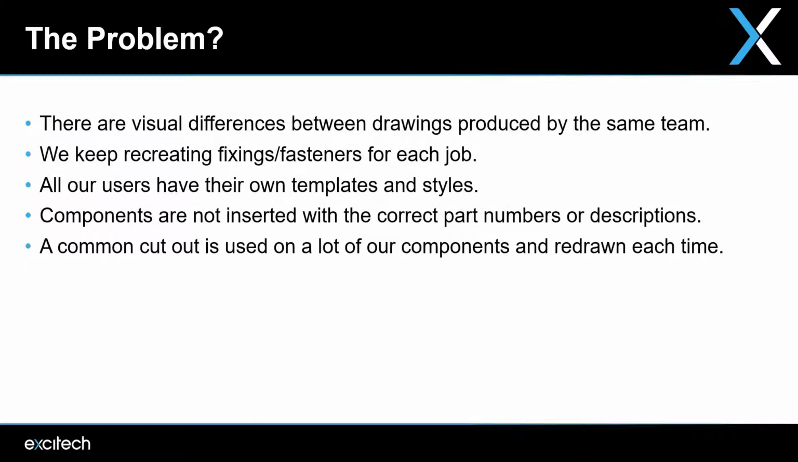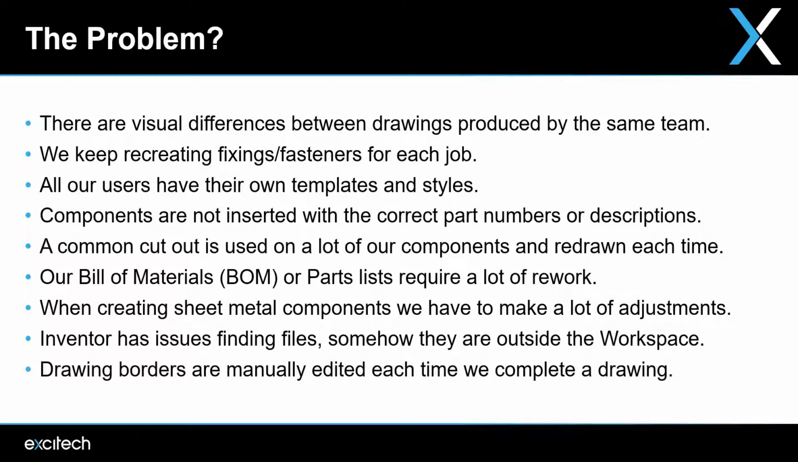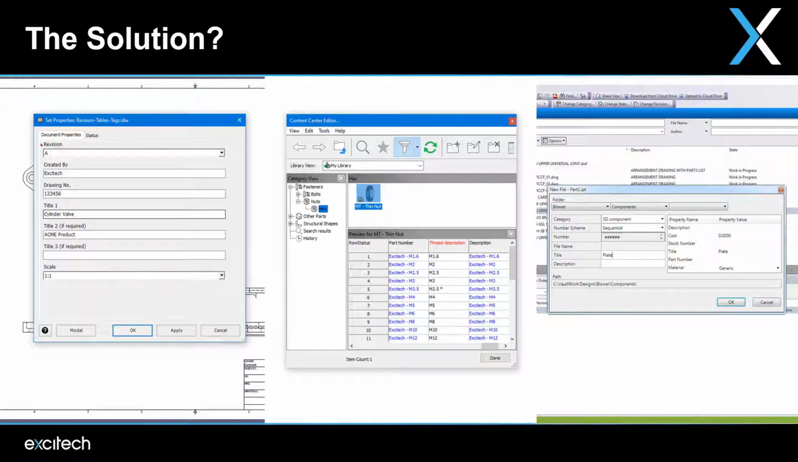But what does this look like from a day-to-day perspective? Here are some common problem statements we receive where companies are facing consistency and quality issues, some of which may resonate with yourself, and all areas that design automation could help address, from drawings looking completely different from the same team, to components missing correct metadata information, to time-consuming rework for parts list or sheet metal developments. So how can we help address these problems and help you maximize your potential?